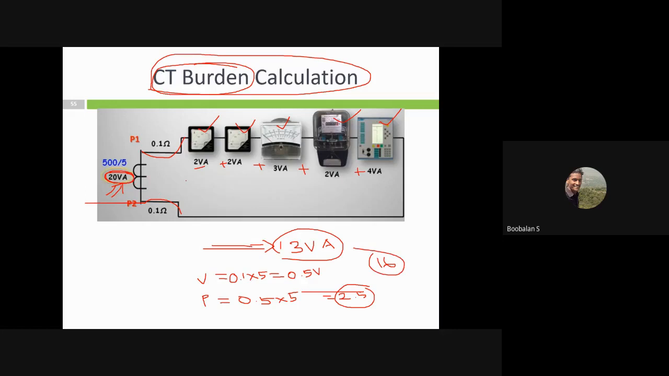It should not cross this limit. If you cross it, what happens? We need to remove a measuring device here, right? Otherwise the CT will be overburdened, so definitely it's going to give you a wrong reading. So that's why we are going to remove any one of these external devices which are connected to the secondary of CT, right?